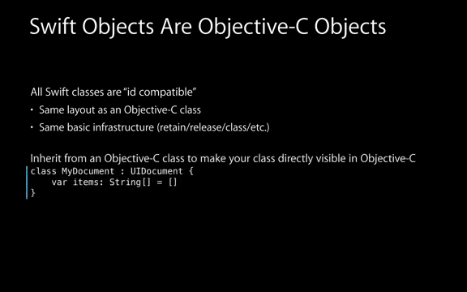Now, if you really want to make use of your classes from within your Objective-C code, well, then you should inherit from an Objective-C class, whether it's NSObject or some other class. And this is going to expose your class to the Objective-C world and make all the things you write in Swift available also to your Objective-C code. So we're going to continue with our UIDocument example from earlier, and we're going to create a little MyDocument class that inherits from UIDocument.